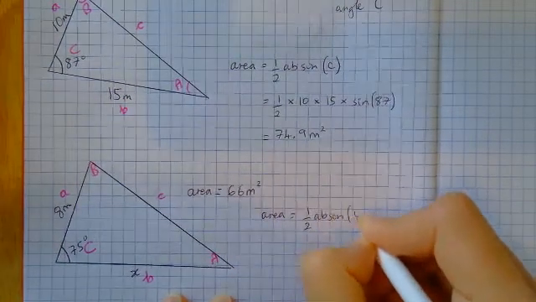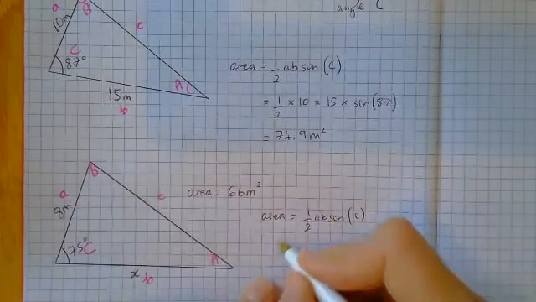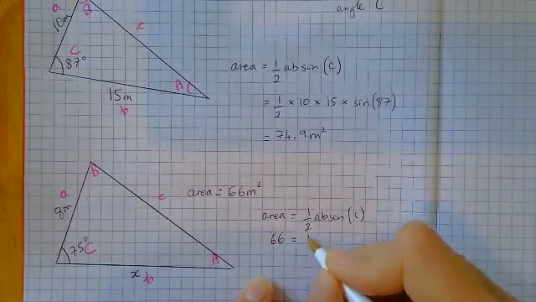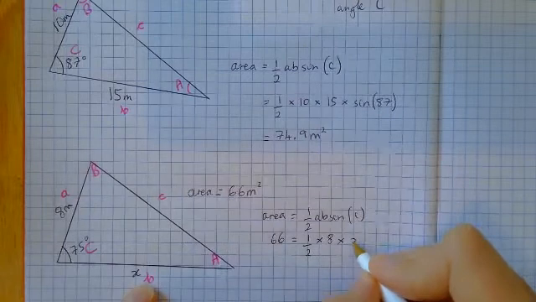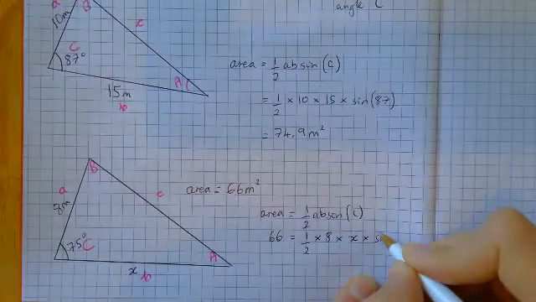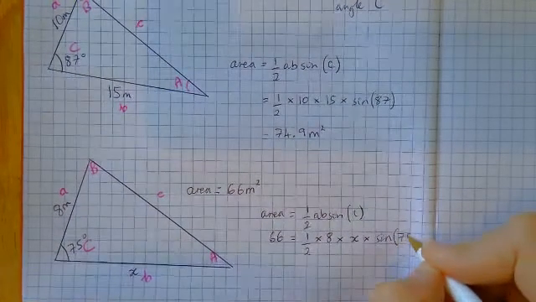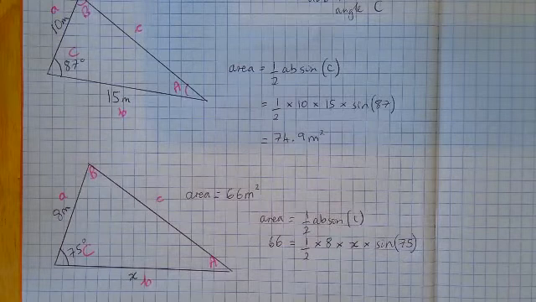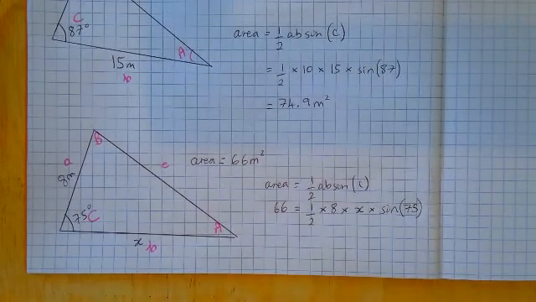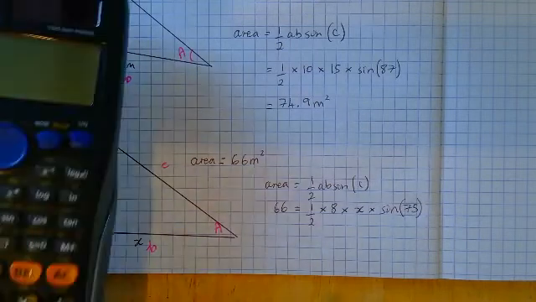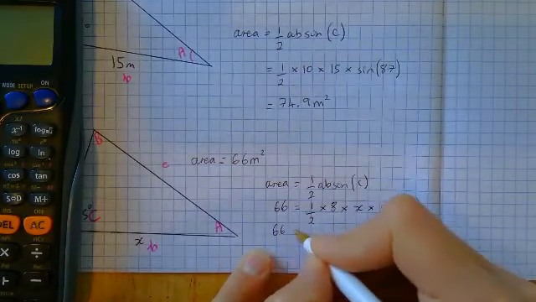So let's write down what we've got. We know that the area equals half AB sine C. Right, well, what is the area? The area is 66, so that equals a half times 8 times X times sine of 75. And now it's a case of rearranging to find X. So at the minute, my X is being times by 8, times by a half, and times by sine 75. So in any order, I need to undo that.